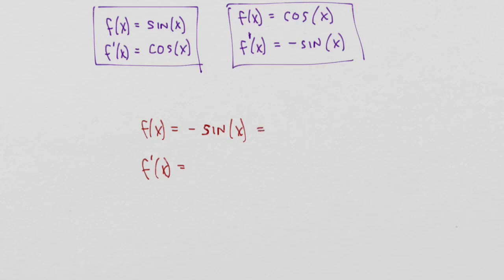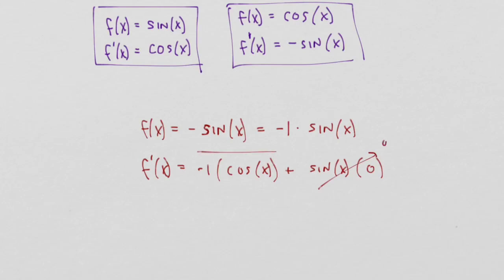This is the same as negative 1 times the sine of x. And we can think of this as the product rule. We could do the product rule and take the first times the derivative of the second plus the second times the derivative of the first. The derivative of -1 is 0, so this whole term goes to 0, leaving us with negative cosine of x. So our negative stays. When we have the derivative of negative sine of x, we get negative cosine of x.